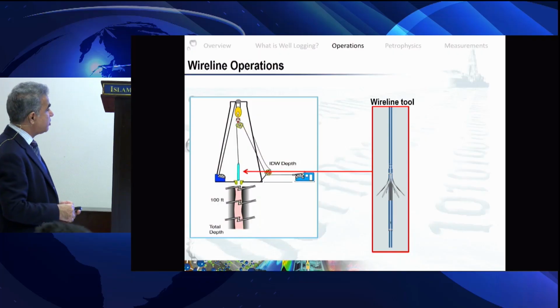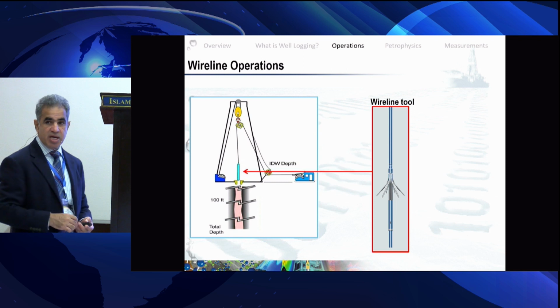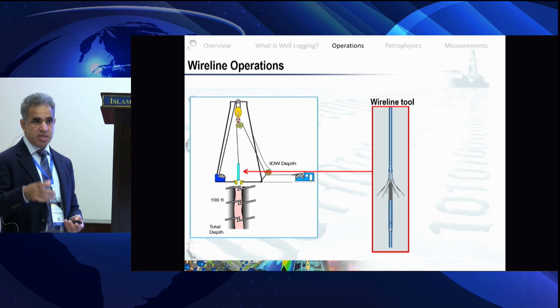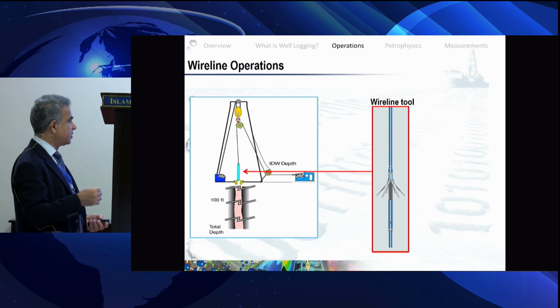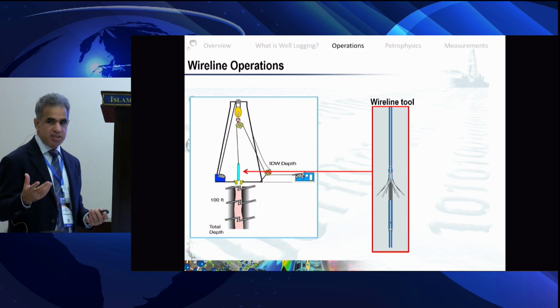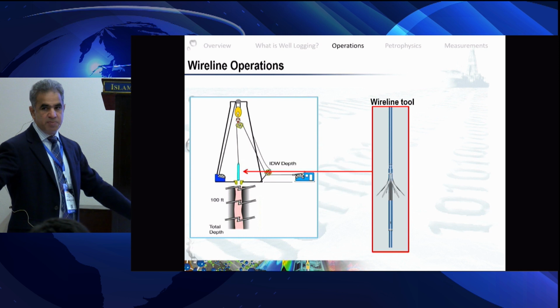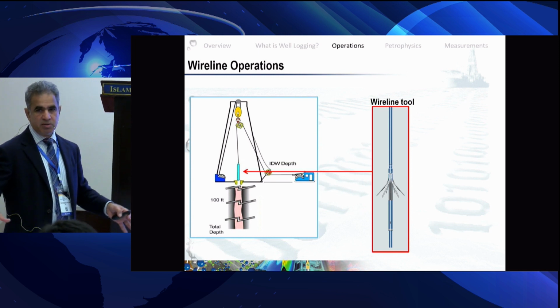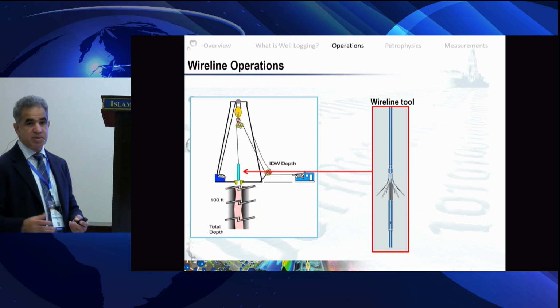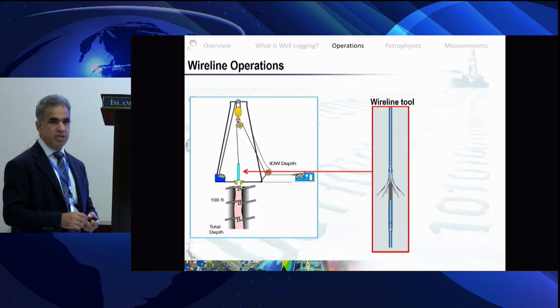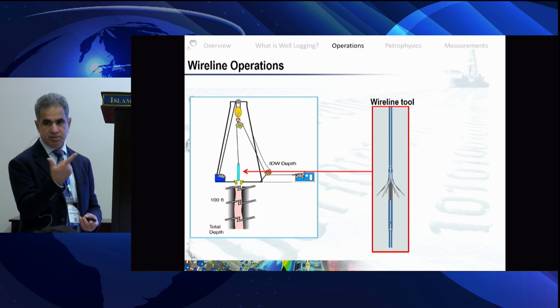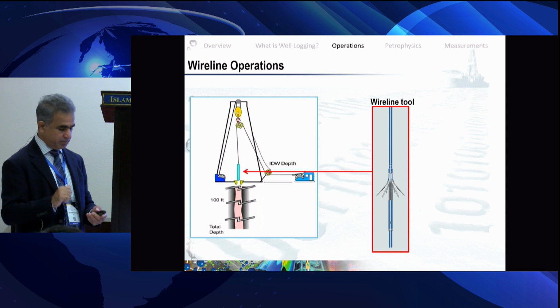On the right hand side, you see something like a pipe, a metal rod, with different sensors and some arm type assembly which can open, maybe calipers. A caliper is a device that reads the borehole diameter, or radius.